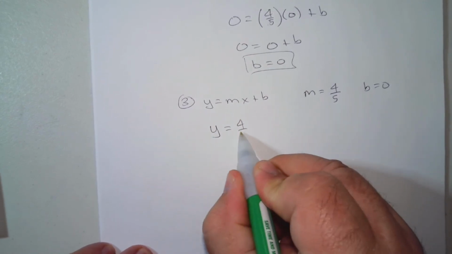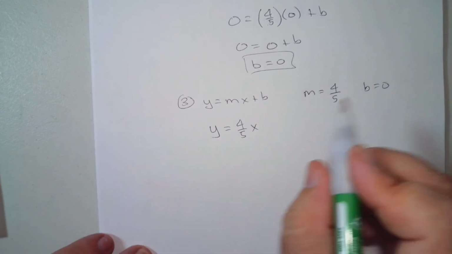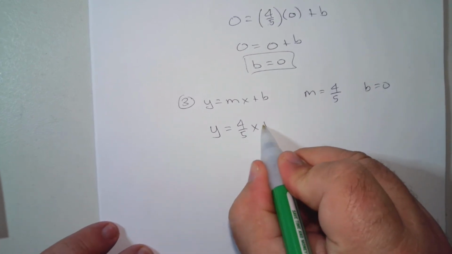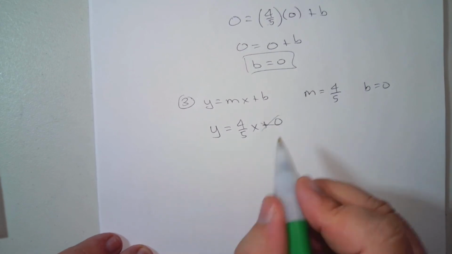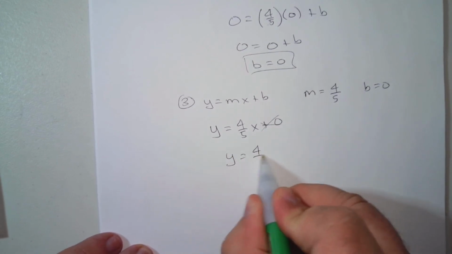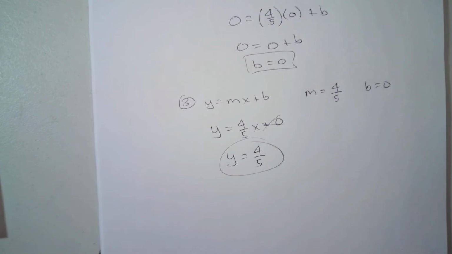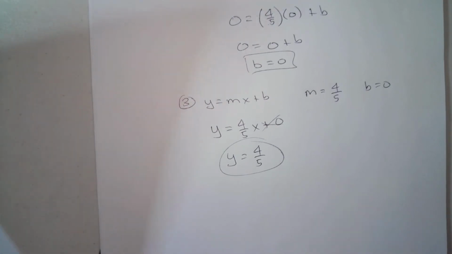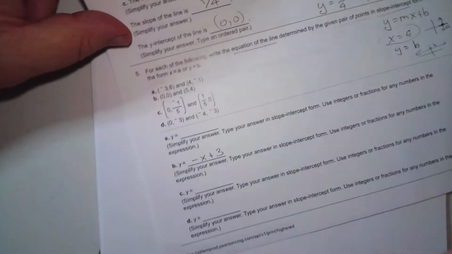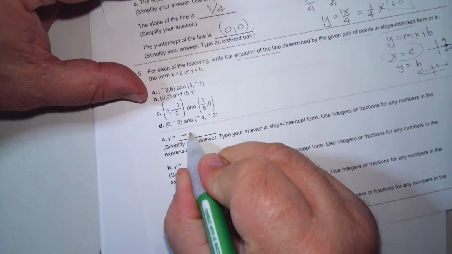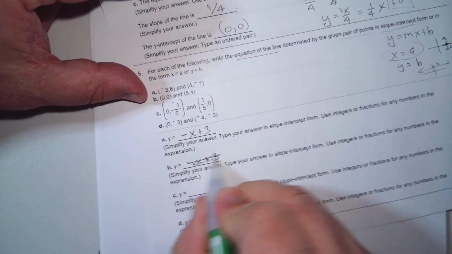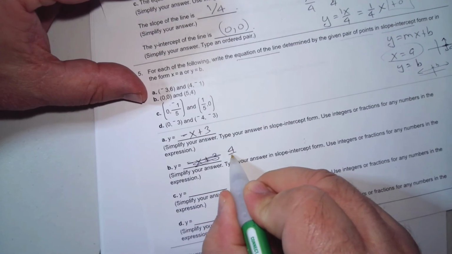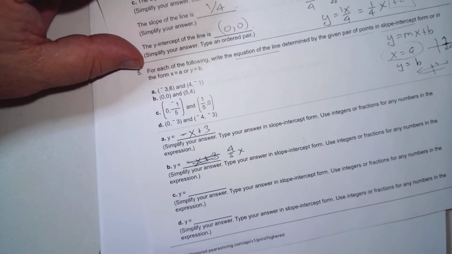M is 4 over 5, so leave x and y alone at this point, because now we're getting to the final answer, and that's 0. So that's gone, so y equals 4 over 5. I put these in the wrong spaces. So this one is y equals 4 over 5x.